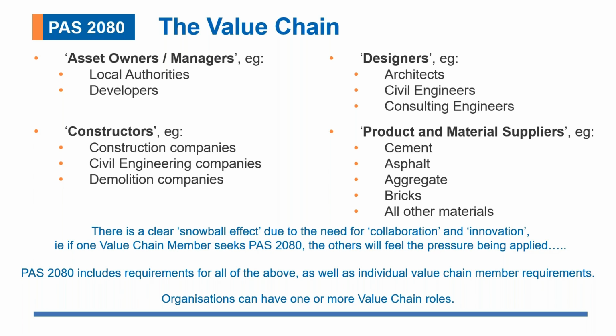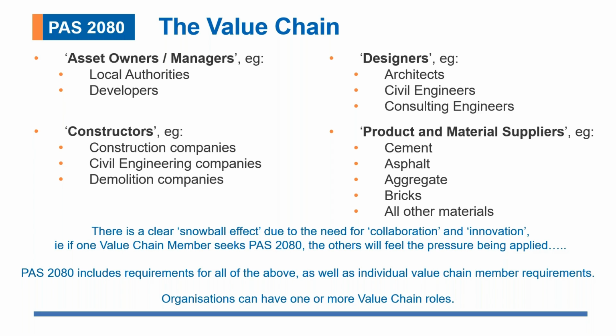So the way PAS 2080 is laid out, it sets out requirements firstly for all value chain members, and then it sets out individual requirements for each individual value chain member as well. So if you're reading it and you know what your value chain member role is, read it carefully to make sure that you're clear on exactly what does and what does not apply to you in terms of the requirements of PAS 2080. And of course, some organizations can have one or more value chain member roles.